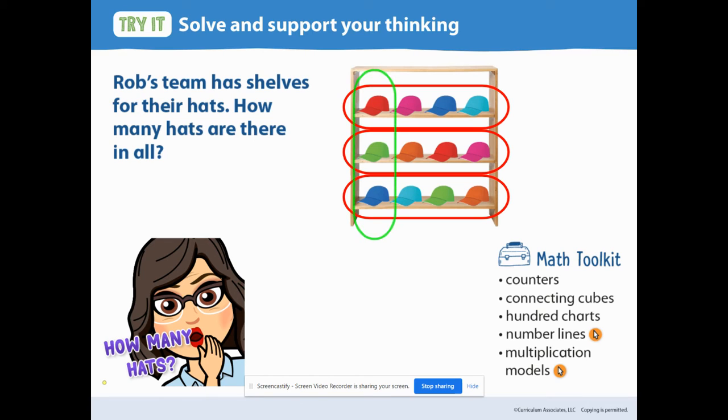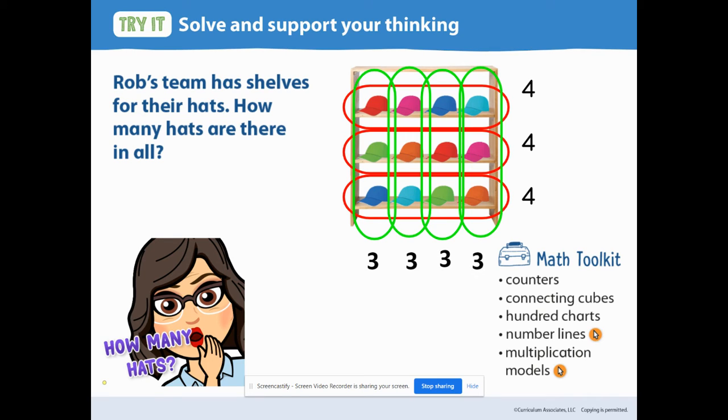Did anyone count this way? 3 and 3, and 3 and 3. Let's see. 3 plus 3 is 6, plus 3 more is 9, plus 3 is 12. That was a lot faster than counting them one by one. So 4 plus 4 plus 4, each in a row, and then we have 3 plus 3 plus 3 plus 3. Did anyone try that way?